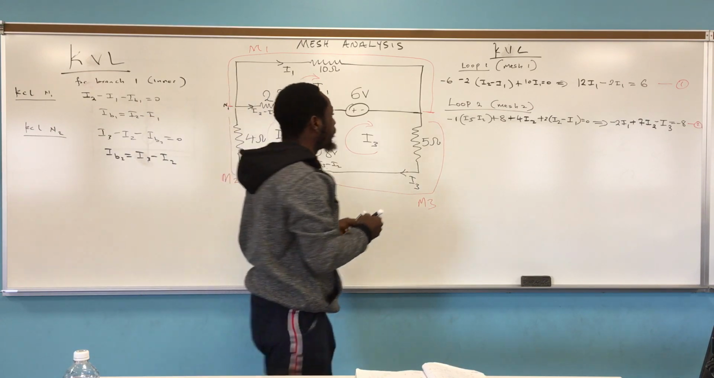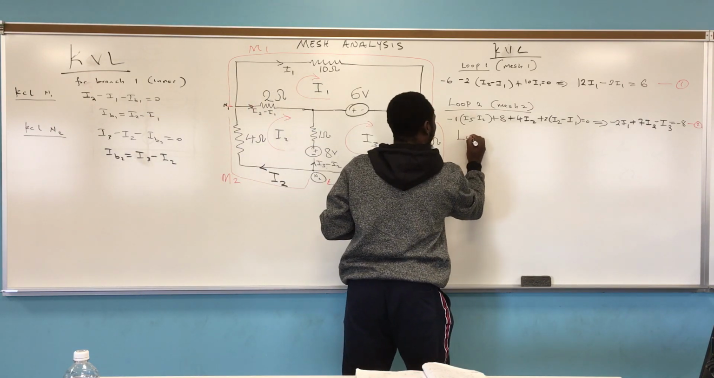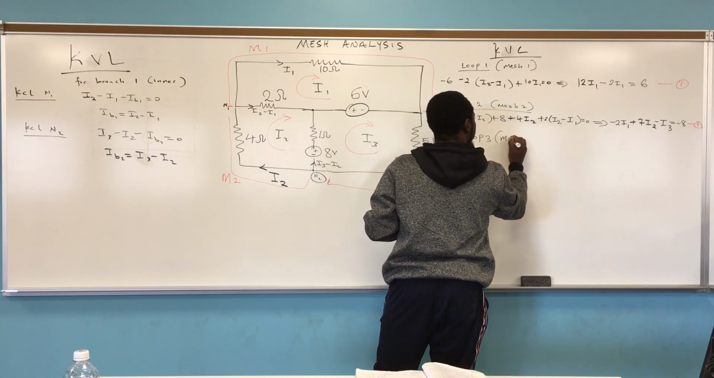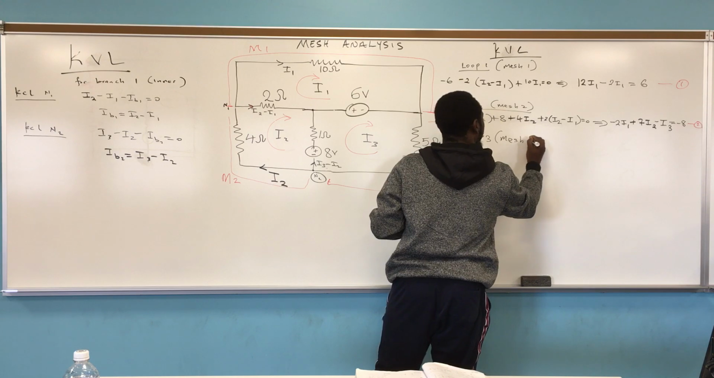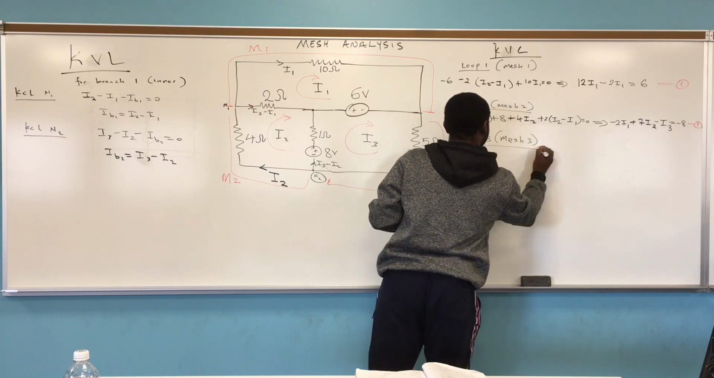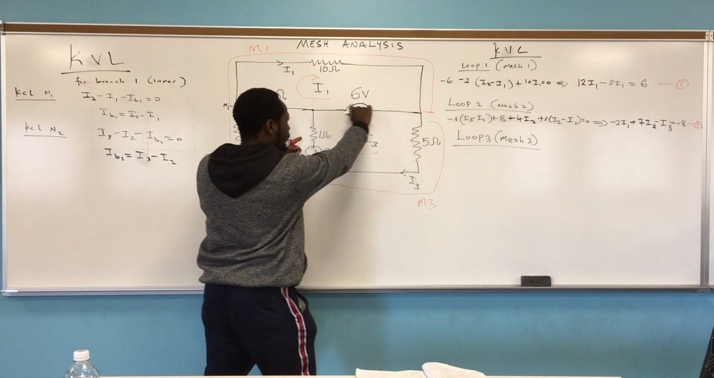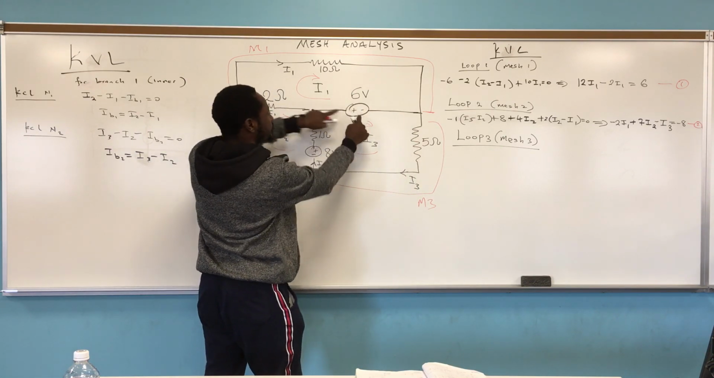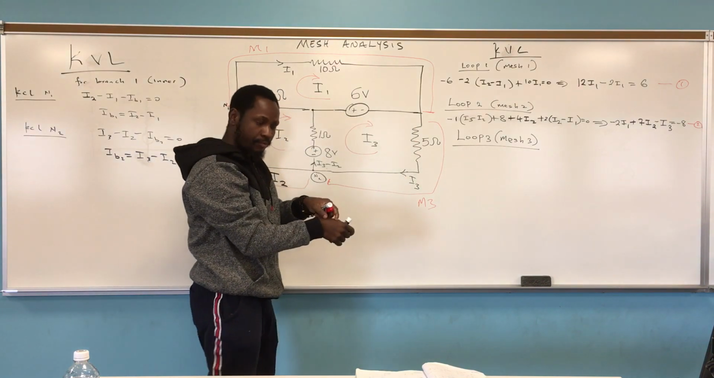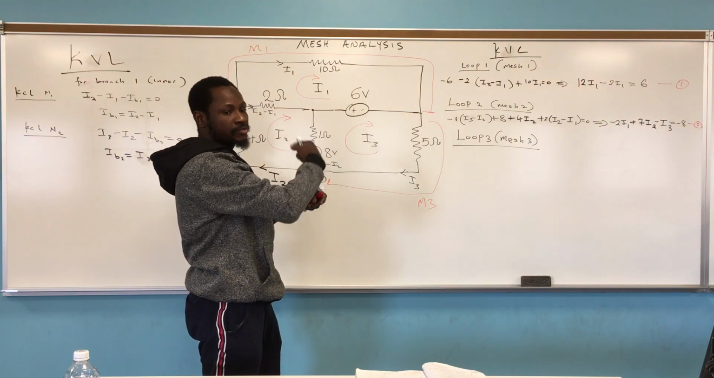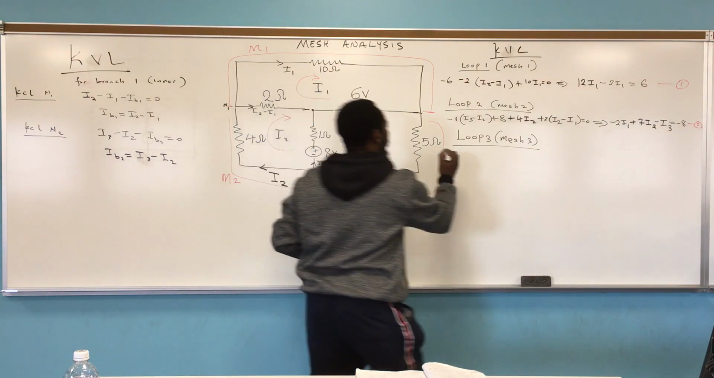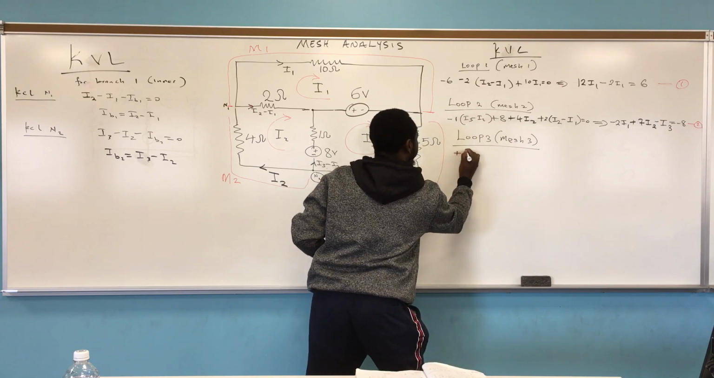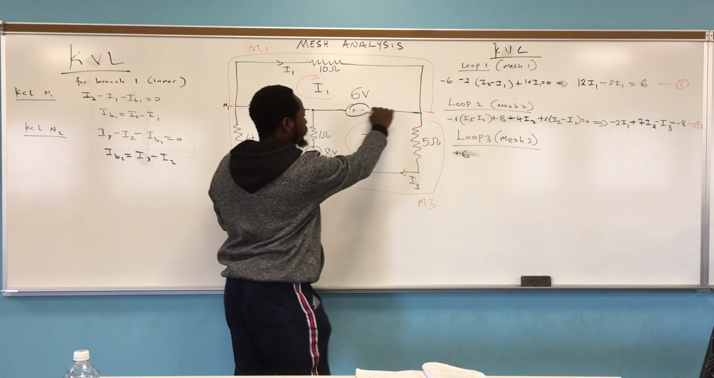We just solved, right? So, loop 3, mesh 3. We're traveling this way also. So let's start from here. We hit this plus minus. Plus, right? If we're going minus plus, it's negative, right? So plus 6, and then we keep going like this.